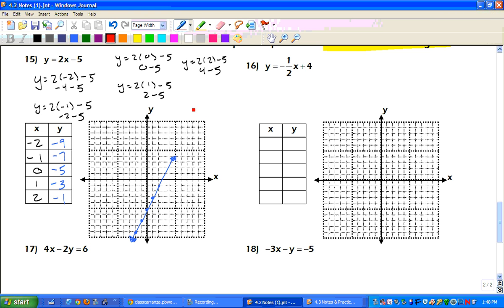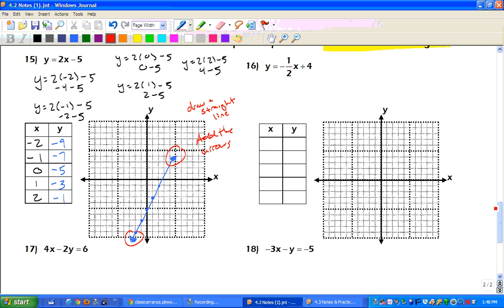Okay, and what we need to remember to do is to draw a straight line and add the arrows. Okay, because those arrows tell me that that line goes on forever and ever.